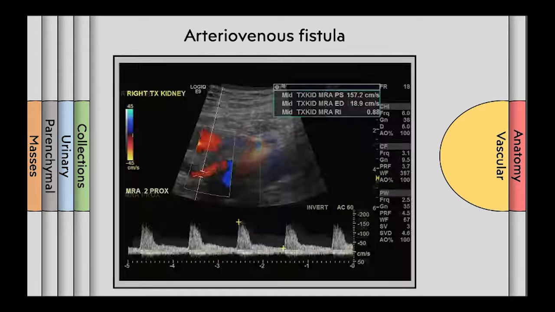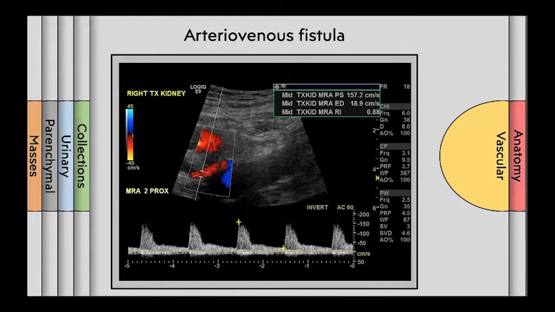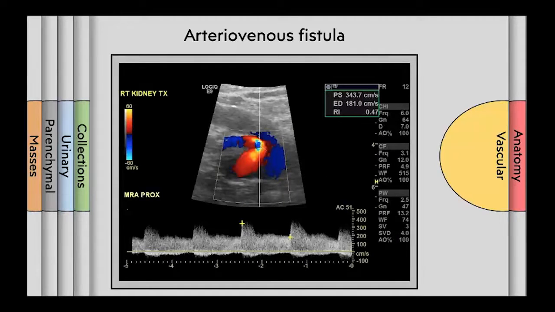In this particular example, the patient had two renal arteries. The spectral waveform on this renal artery was normal and supplied the non-affected portion of the kidney. Here is the spectral Doppler of the renal artery supplying the kidney that included the arteriovenous fistula, which demonstrates higher velocity and lower resistance waveforms.